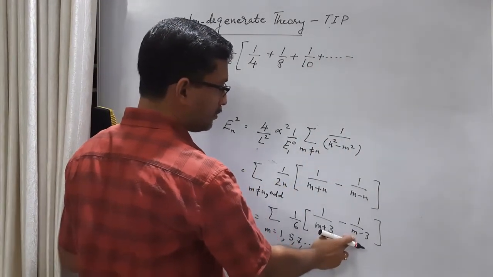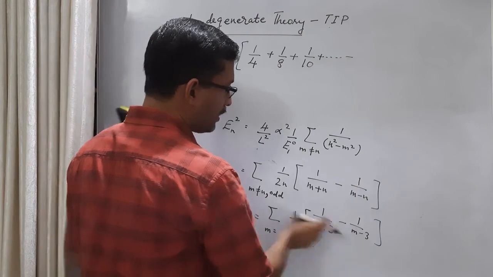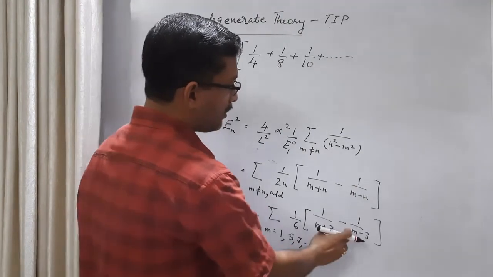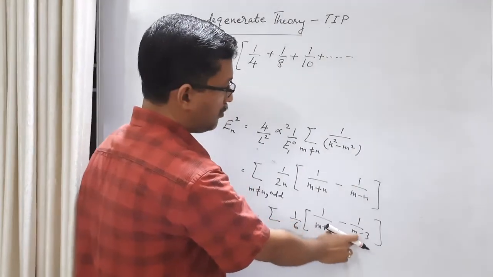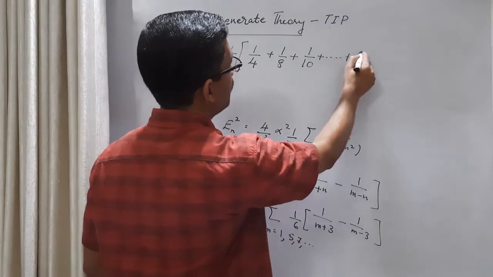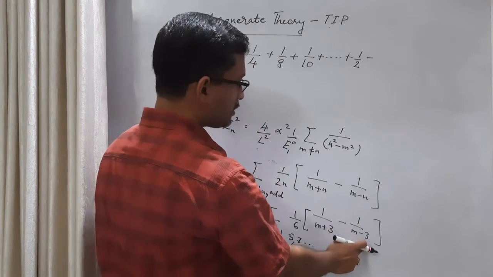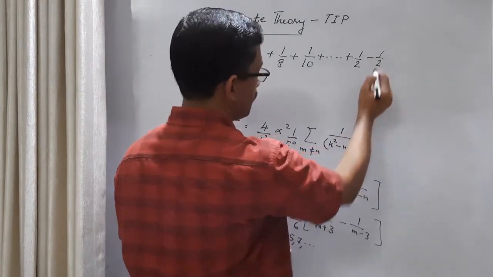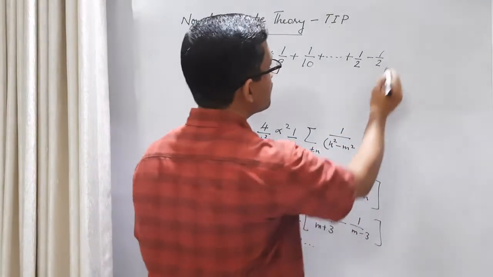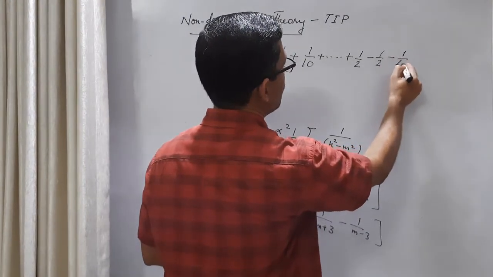Okay. The first term is 1. So 1 minus 3. 1 minus 3 is minus 2. Minus 2 and minus will be plus. So we have plus 1 by 2. Minus. Next is 5. 5 minus 3 is 2. So we have minus 1 by 2. Next is 7. 7 minus 3 is 4.